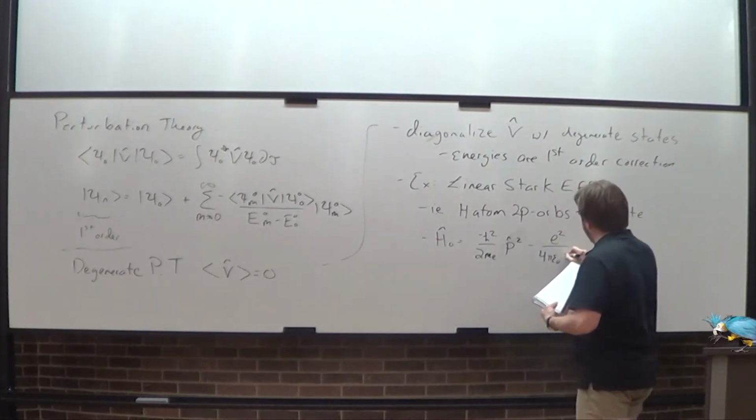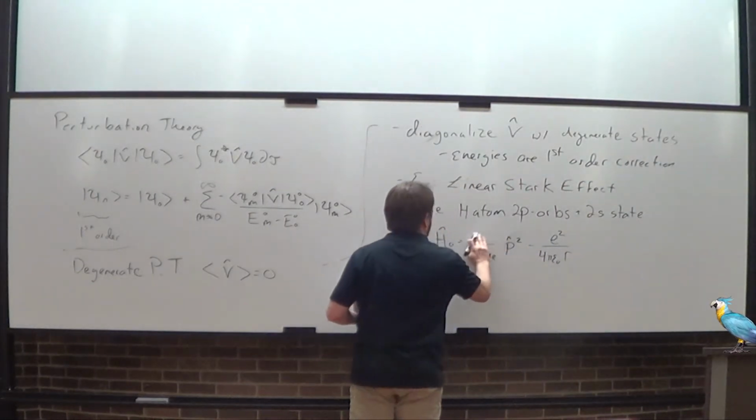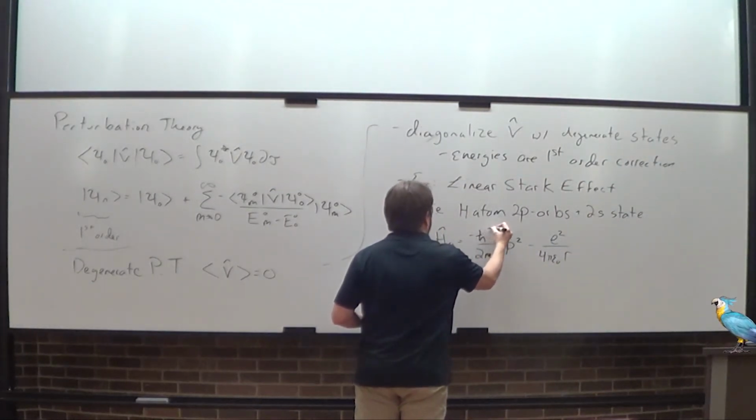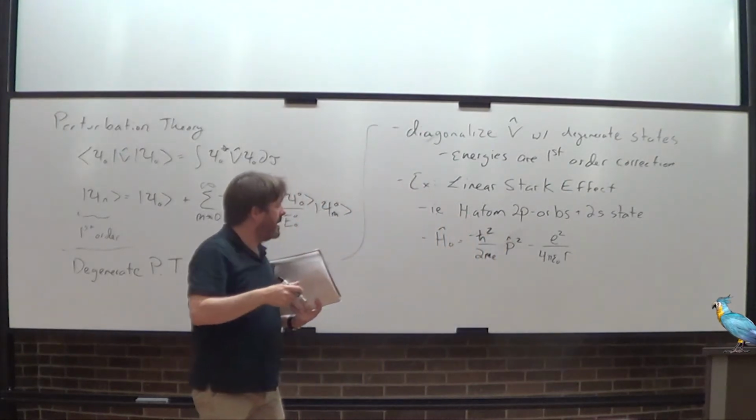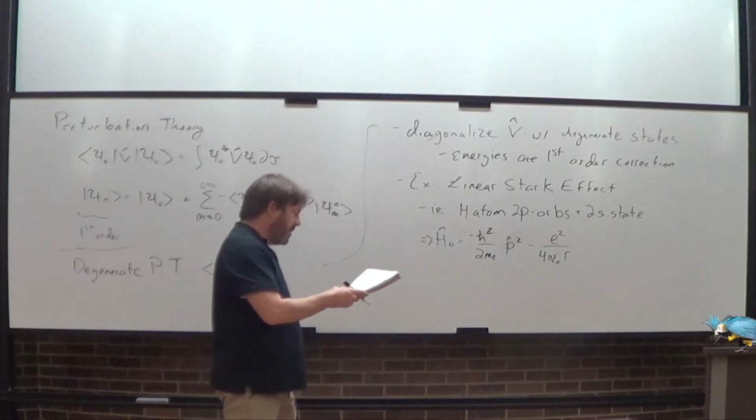4πε0, that thing I kept screwing up. Okay, so that, oh, that H bar is too small. It needs to be bigger. It's not the same font size. Okay, so that is the unperturbed Hamiltonian.